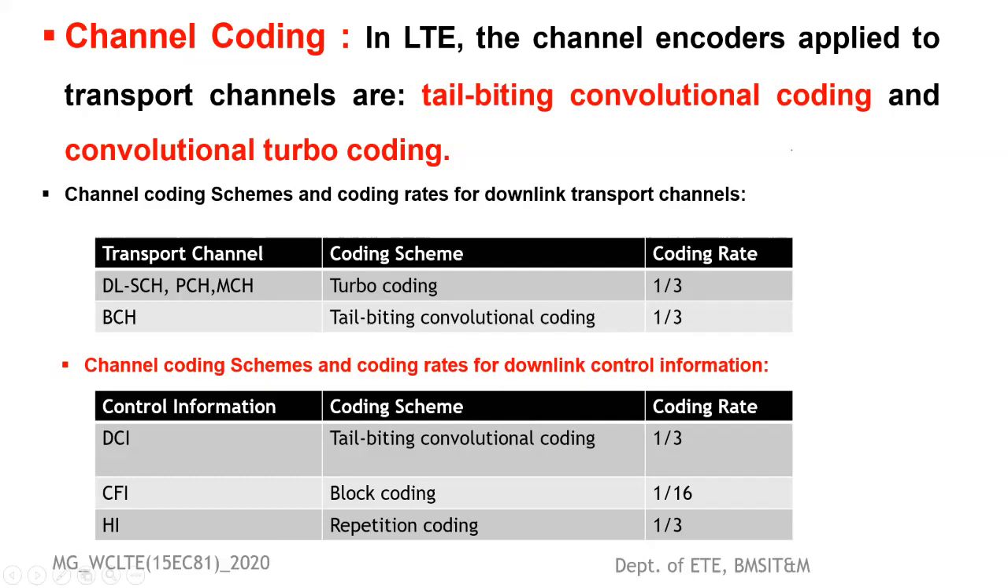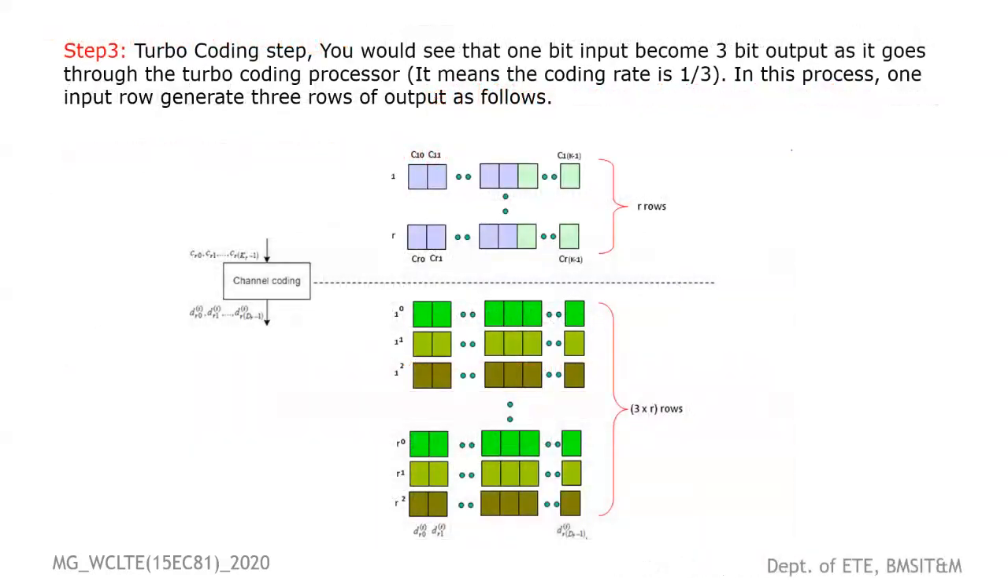So let me see what this tail biting convolutional coding is. I think you are aware of what convolutional coding is so far, right? And I think you have studied turbo coding also. So let me say about tail biting convolutional coding. But before that, let me say how the channel coding divides that code segment again into further rows.